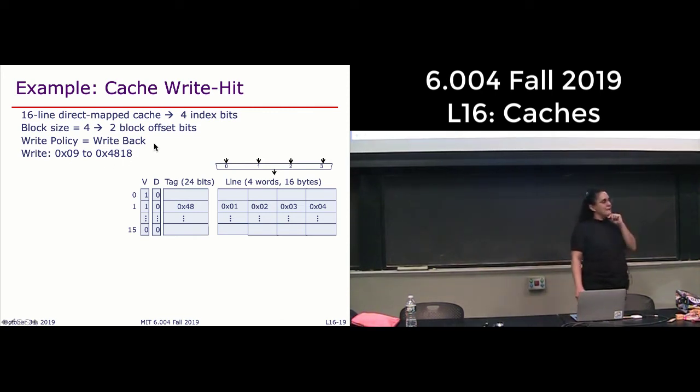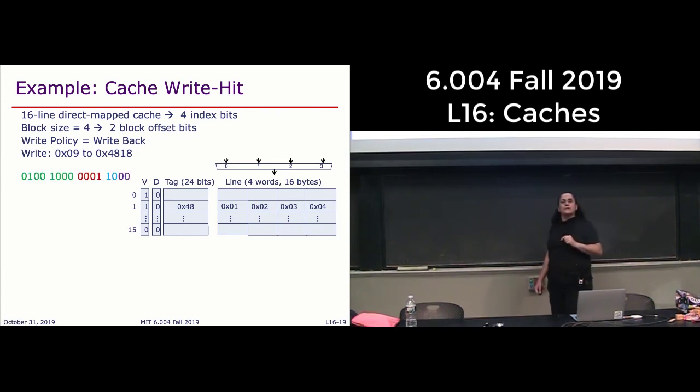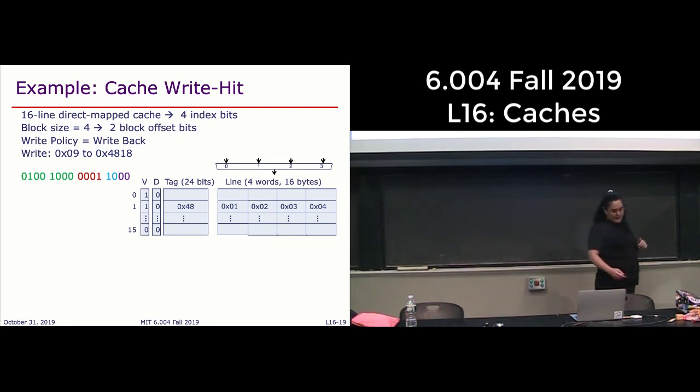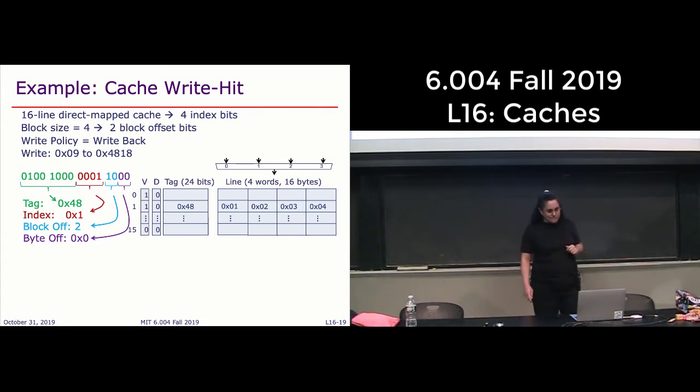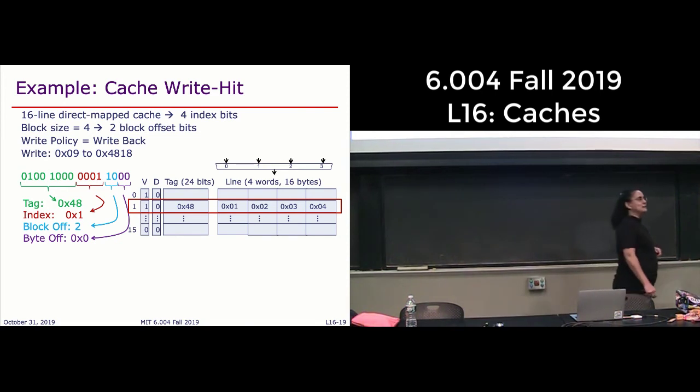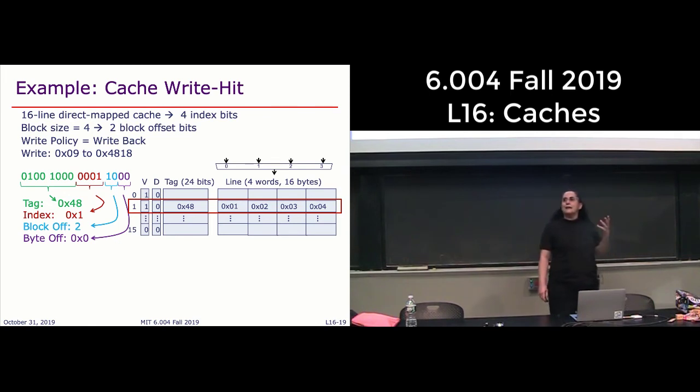Okay? So let's see how I go about doing this. I'm going to start off by translating my hexadecimal address into binary and dividing it up into these various fields. And so what I have for my fields are the byte offset, as expected, is just 0. The block offset is 2. My index is 1. And my tag is 0x48. All right? So now I can come here into my cache at index 1, and I take a look at the tag that's stored there. And the tag is 0x48, which matches the tag that I'm looking for. So I get a hit.